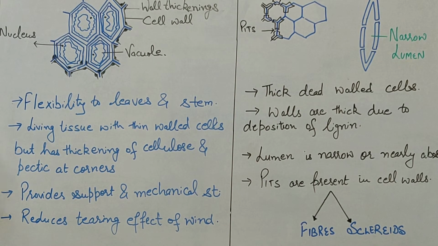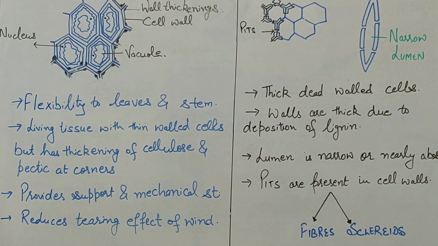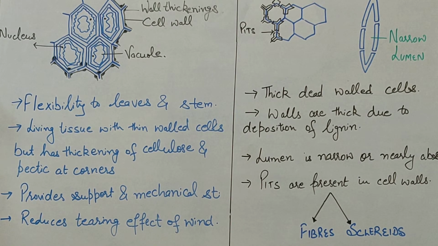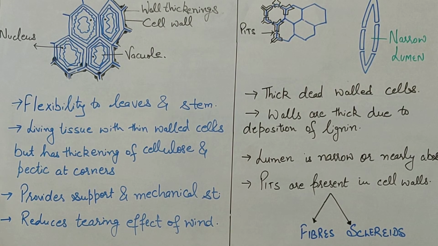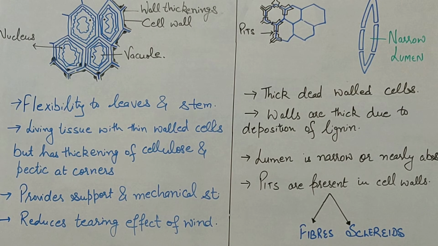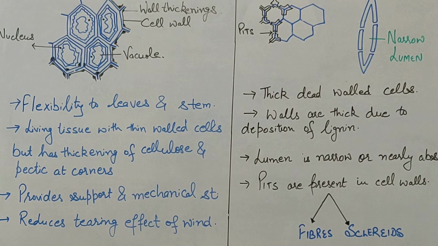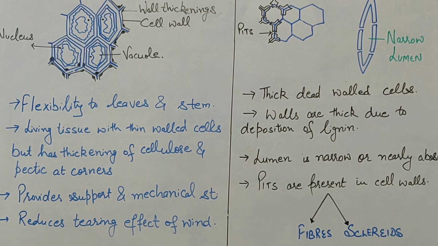It is present at margin of some leaves. Thus it resists tearing effect of wind. These are main functions of collenchyma, that it provides mechanical strength and it reduces tearing effect of wind. Now we will start with third type of simple permanent tissue. That third type of simple permanent tissue is sclerenchyma.